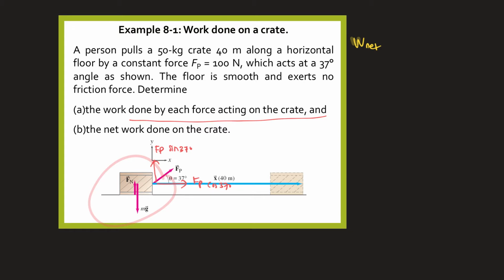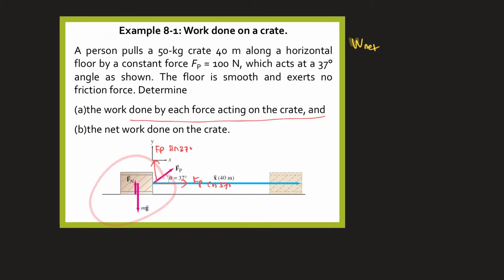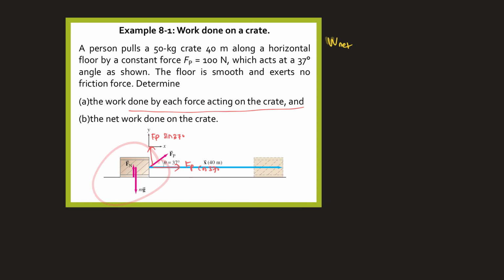The question asks you to find the work done by each force. So first thing first, we are going to find the work done by Fn and mg. The work done by Fn, the normal force, is going to be... The direction of D is going to be in this direction.